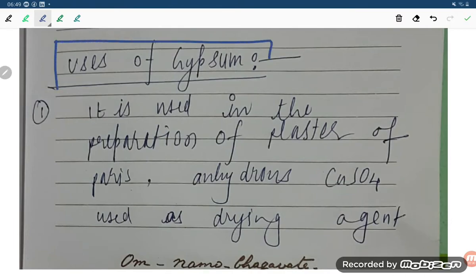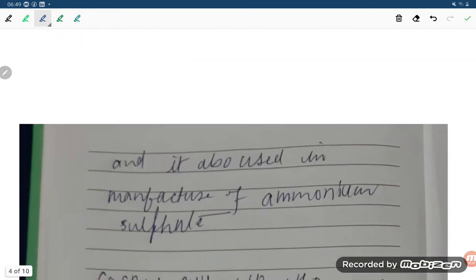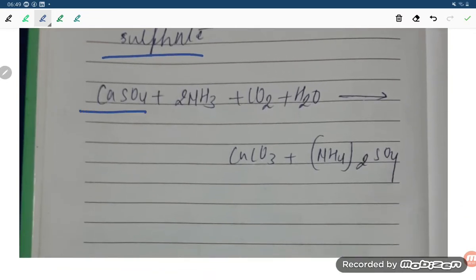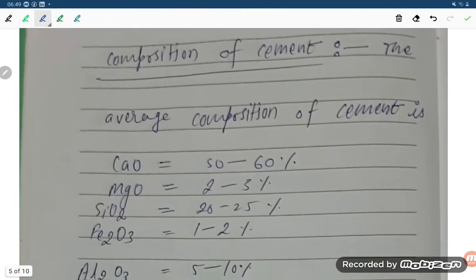Usage of gypsum: it is used in the preparation of plaster of Paris. Second, anhydrous CaSO4 is a drying agent. Drying agent means it is sucking the moisture. Next, it is also used in the manufacture of ammonium sulfate. You can see calcium sulfate, ammonia, CO2 and water give calcium carbonate plus ammonium sulfate. This is the fertilizer, students. (NH4)2SO4 is the fertilizer.